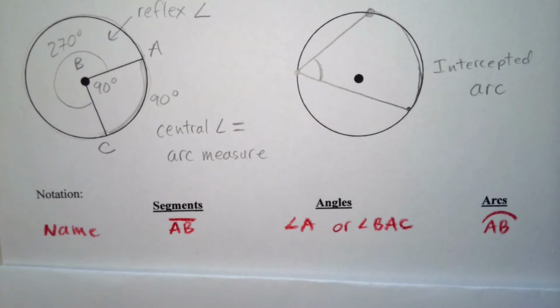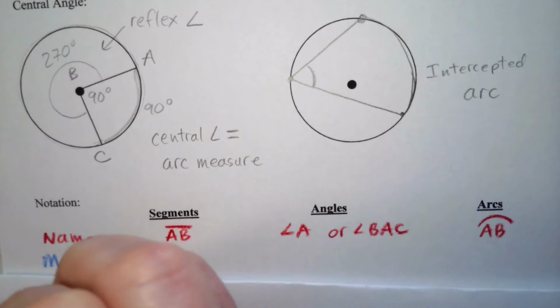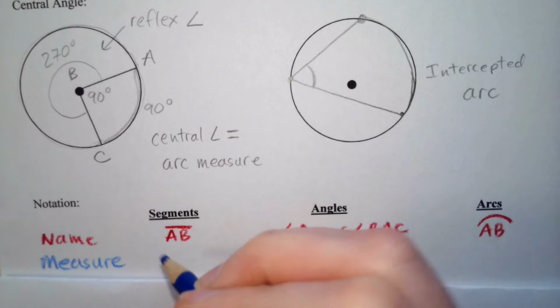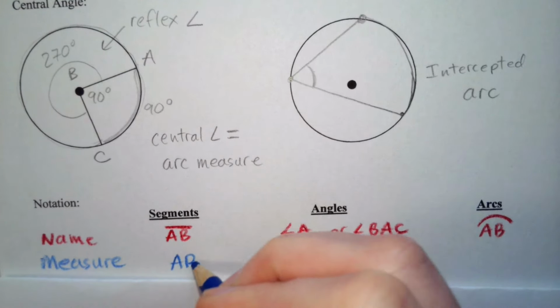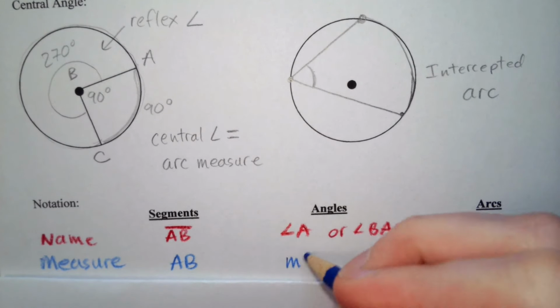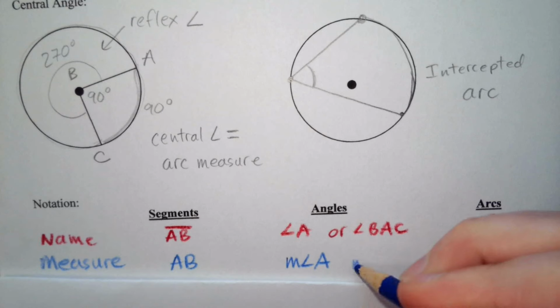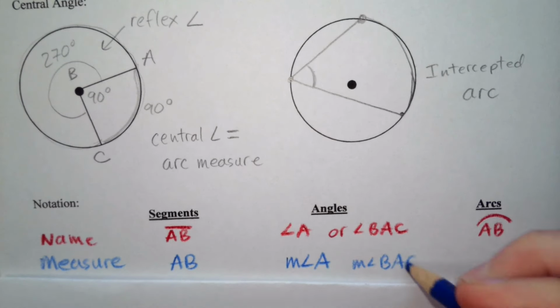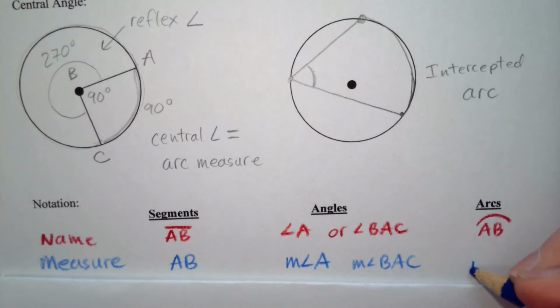If we're going to talk about the measure, we would write AB, no bar, and that would be like, say, AB equals 5 inches. We would write measure angle A, or measure angle BAC. And when it refers to arcs, we write measure and then the arc AB.